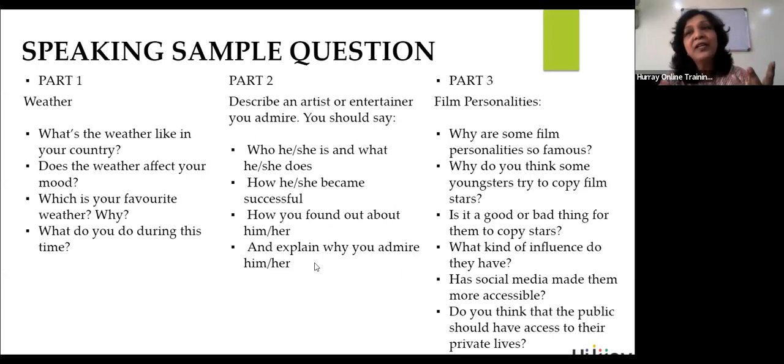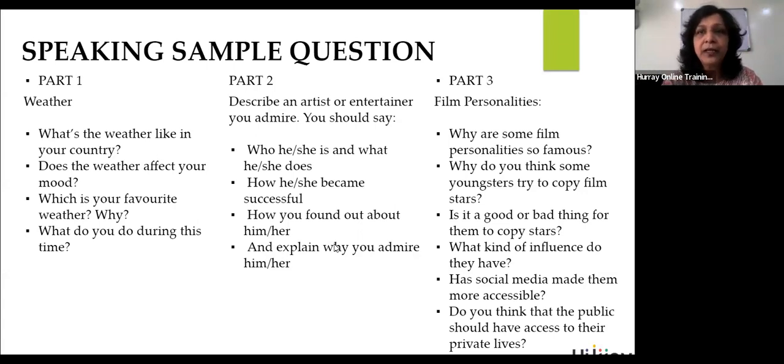So you can create this, you can explain. If you finish all your points before 2 minutes and the examiner does not tell you to stop, please expand on any of these. For example, the second bullet point asks you how he or she became successful. You can add on to the points. Explain why you admire him or her. You can add on to the points. You can just elaborate. Keep talking until the examiner tells you to stop, or the trainer during training tells you to stop.